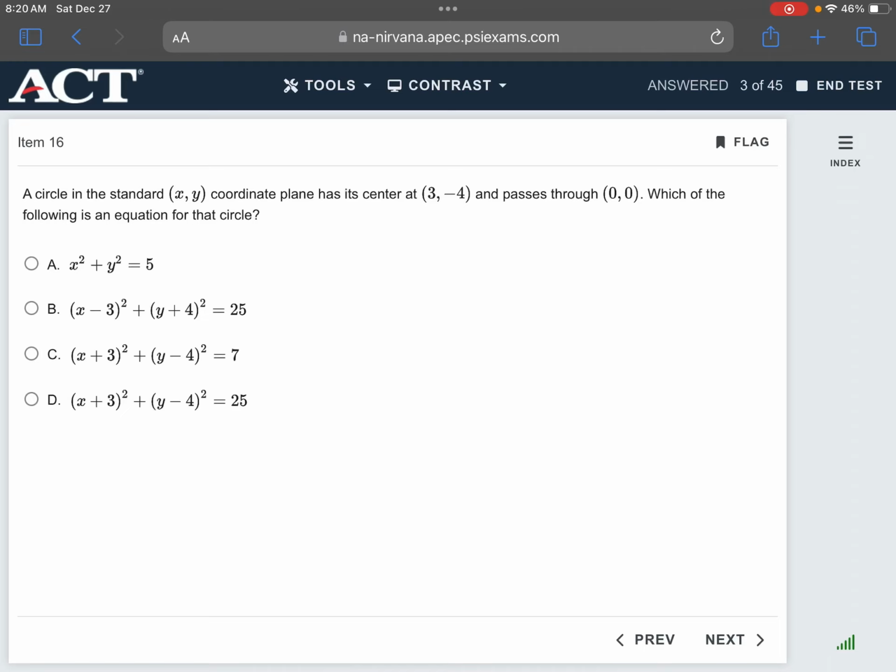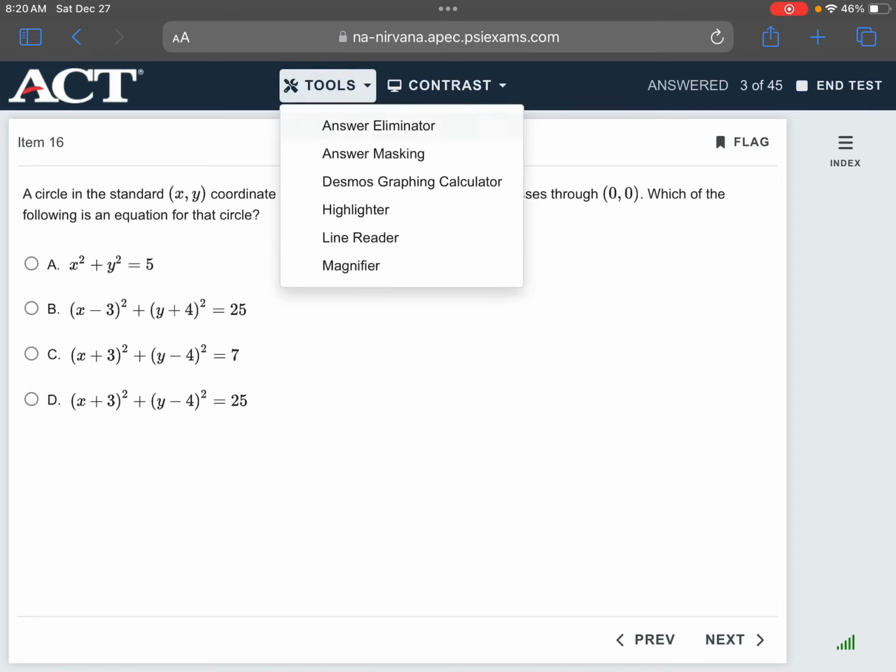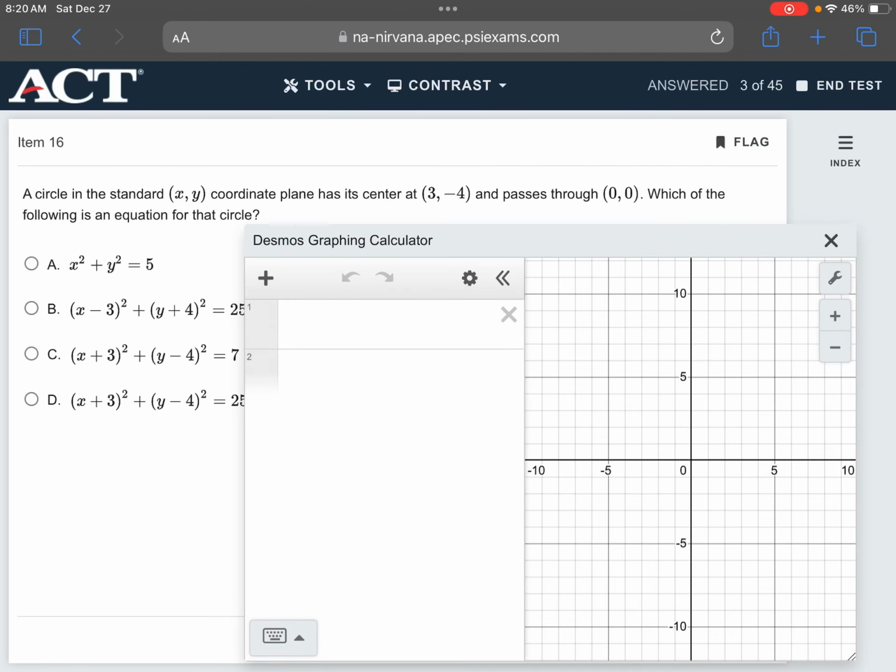If you remember what the equation of a circle looks like, you can actually get to the right answer just by looking at that 3, -4 and then looking at your answer choices. But if you forgot, you're taking a test, well, let's just use the tools we have, which is the Desmos graphing calculator. So again, we want to pass through a point 3, -4.